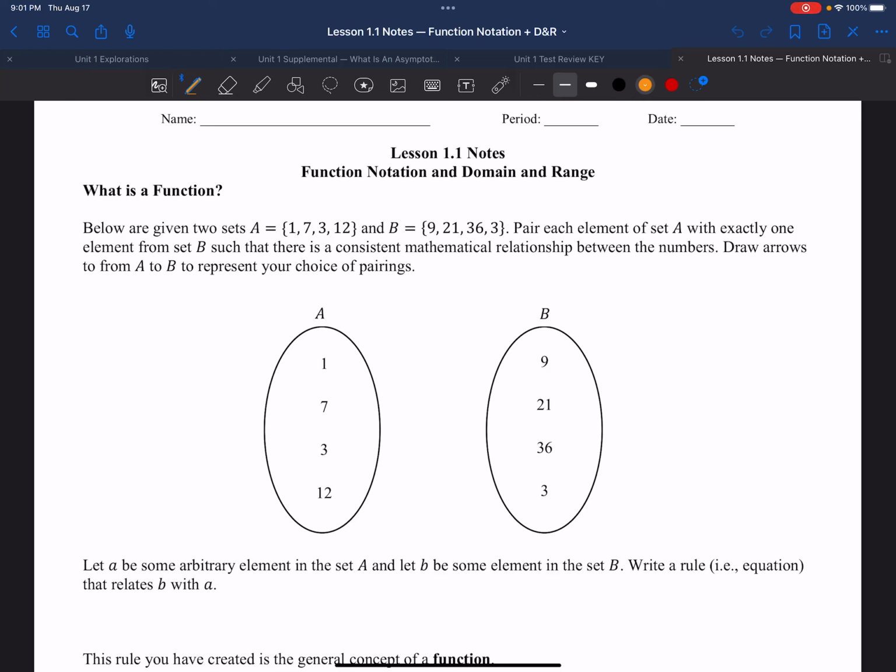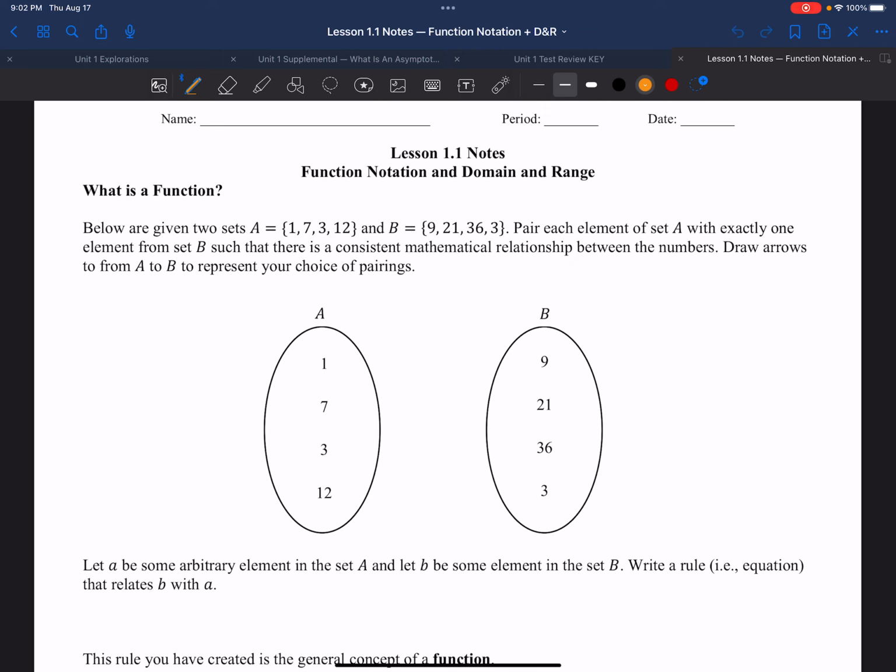Hello, and welcome to the first lesson of Unit 1, Lesson 1.1 on function notation and domain and range. I changed it a little bit up from last year, just a little. It's still mostly the same, but I changed it some to give us a little bit more time discussing what a function is, getting very comfortable with function notation, and these different ways we're going to express domain and range.